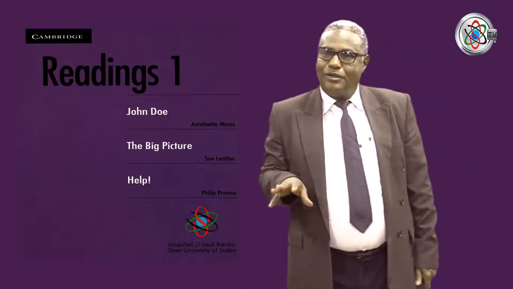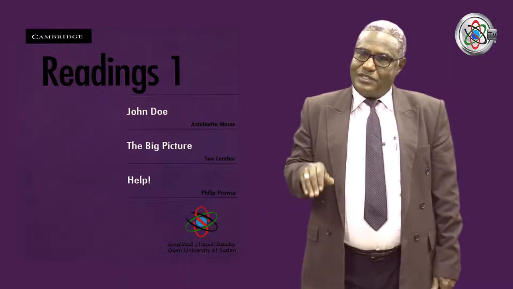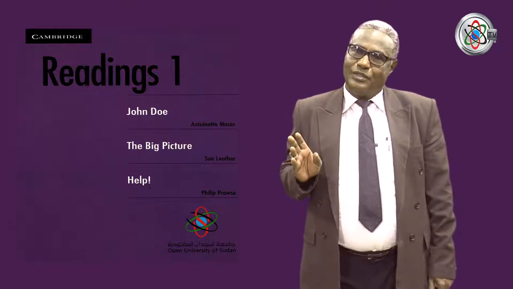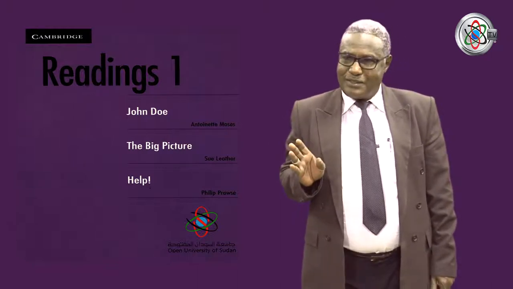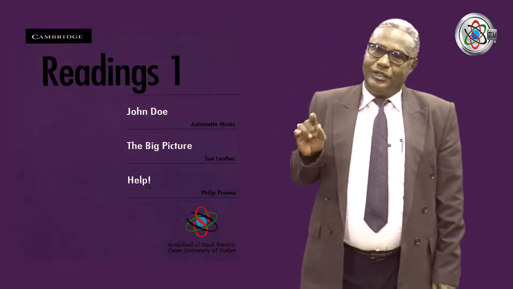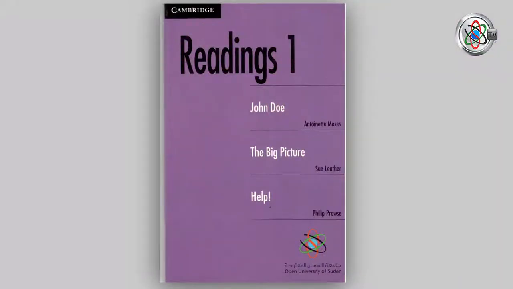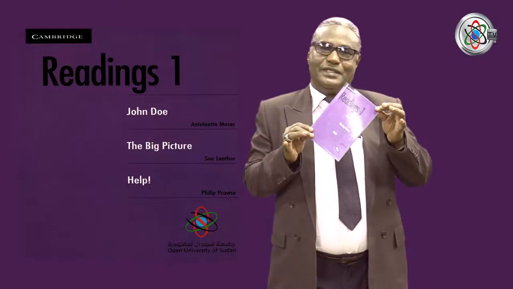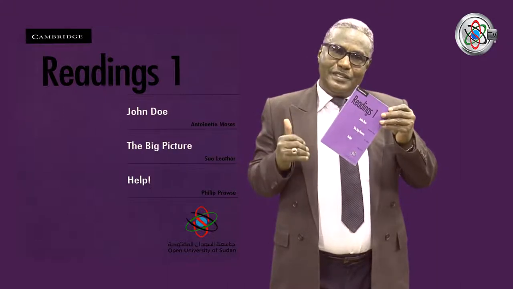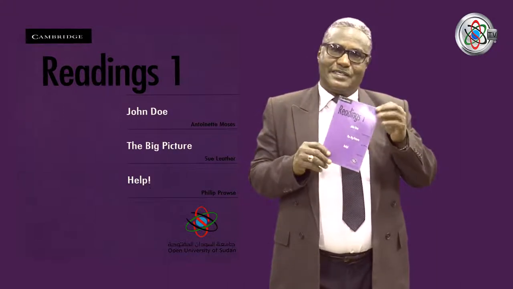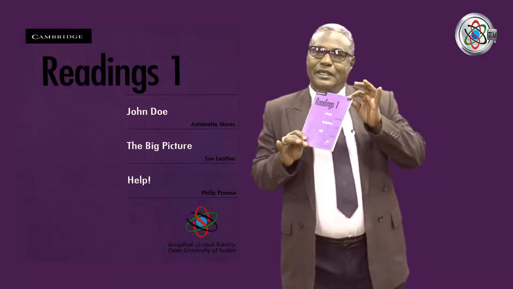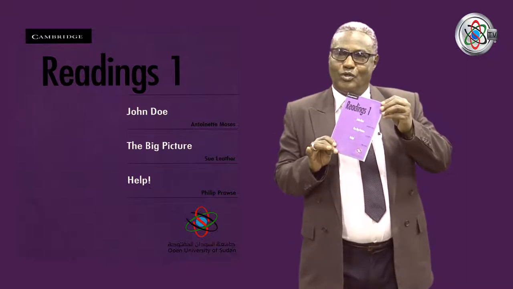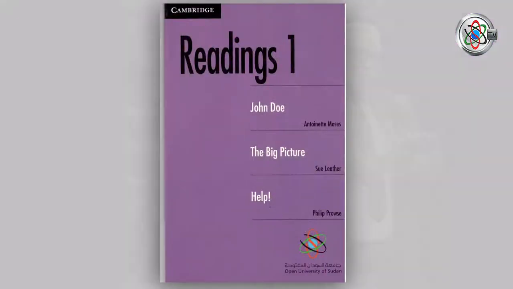So our focus in this session today is going to be on John Doe, the story written by Antoinette Moses, in readings number one. This is the first book in the series of readings. So it comes readings two, readings three, readings four, five, and six. And this lies, as I've told you, in three short stories: John Doe, The Big Picture, and Help.